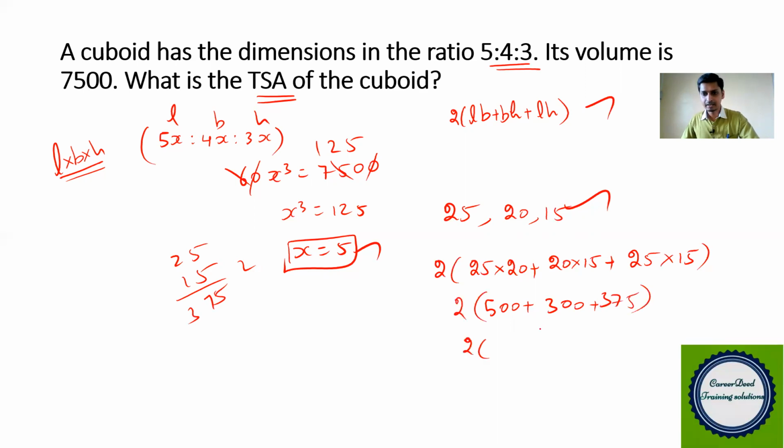Now add it: 800, 900, 1000, 1175. So this will be 2 times 1175, which is 2350. So 2350 is the total surface area of the cuboid. So this becomes your answer.